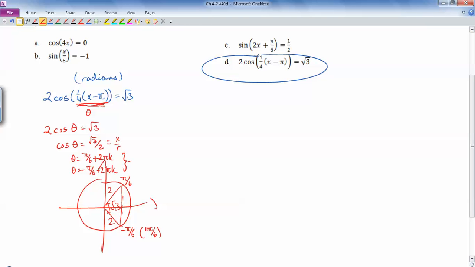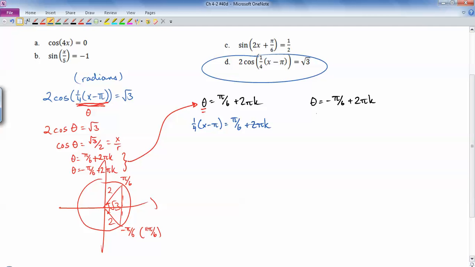So if I take these two and write them again side by side here: pi over 6 plus 2 pi k, and over here the alternate one was negative pi over 6 plus 2 pi k. Now what I'm going to do is switch out the theta. This guy goes back to being 1/4 x minus pi equals pi over 6 plus 2 pi k. And over here, the same deal. Theta turns into 1/4 x minus pi equals negative pi over 6 plus 2 pi k. And now we can work this out.